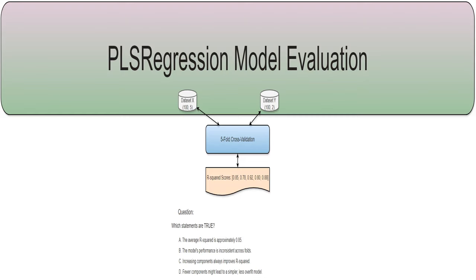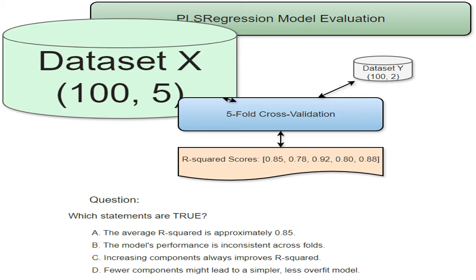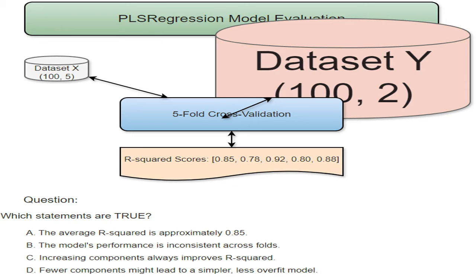I'm evaluating how well my model predicts. My predictor dataset has 100 samples and 5 features or variables. I'll use these to predict values in the next dataset. My response dataset also has 100 samples but only 2 variables. I want to predict these values using the features in the previous dataset.